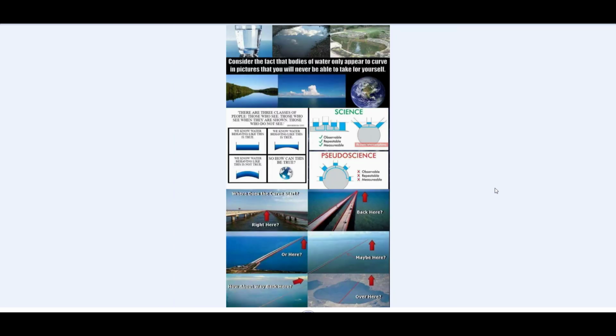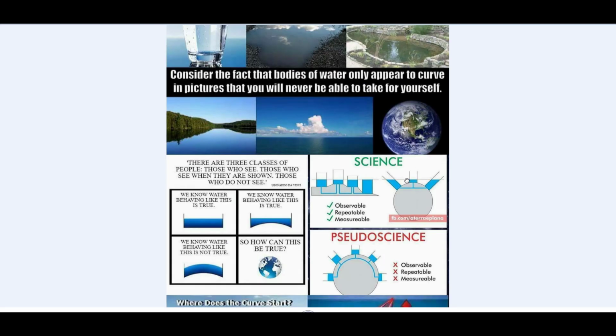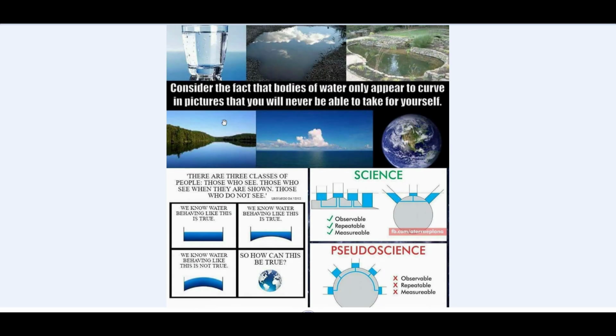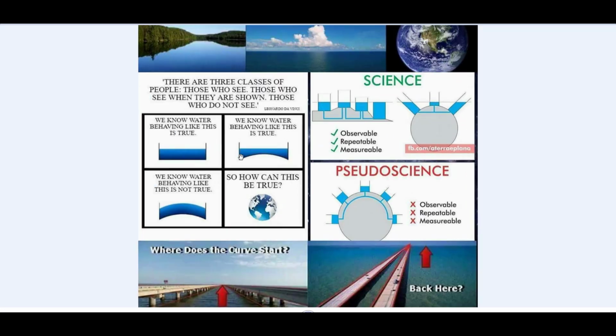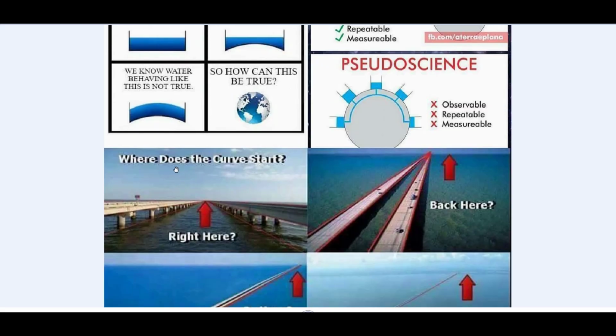So it's just perspective. Consider the fact that bodies of water only appear to curve in pictures that you will never be able to take for yourself. Pictures which are CGI, computer graphics, not pictures of the reality of the real world. And here you see the difference in how water behaves. We know water behaving like this is true. We know water behaving like this is true as well. You can see the level of the water. We know water behaving like this is not true. And how can this be true? Science versus pseudoscience.